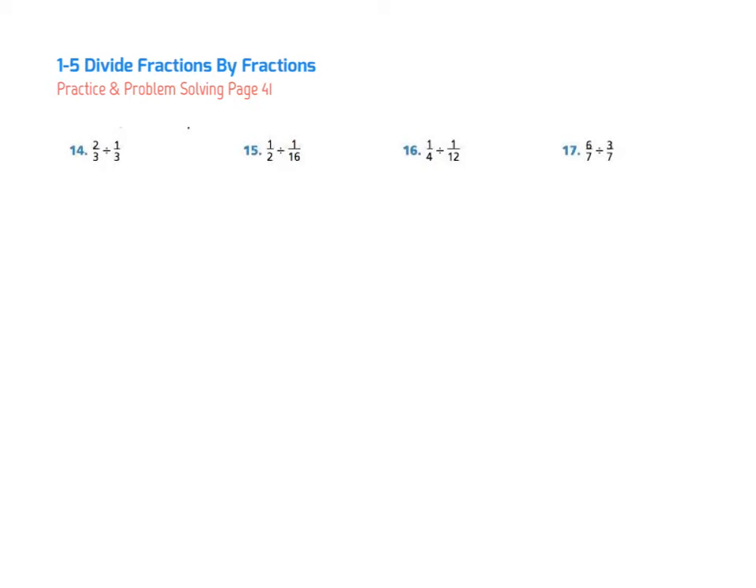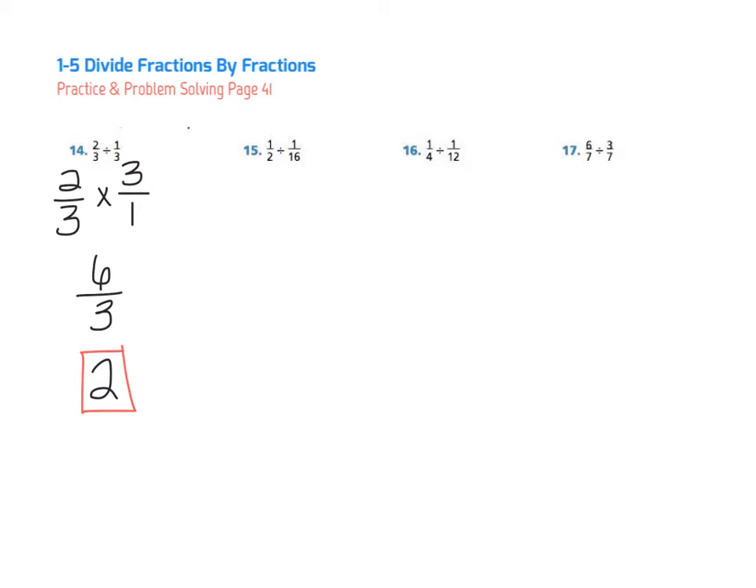Let's begin with the problems 14 through 17 on page 41. Here we are dividing a fraction by a fraction. So step 1 of making sure each number is in fraction form is already done. Step 2, we need to change our divide to times. Remember, we're going to keep that first fraction the same. So in problem 14, 2/3 divided by 1/3 is going to become 2/3 times, and then we want the reciprocal of 1/3. That flips and becomes 3/1. Next, multiply straight across. So you get 2 times 3, which is 6, and 3 times 1, which is 3, and that simplifies down to the whole number 2.